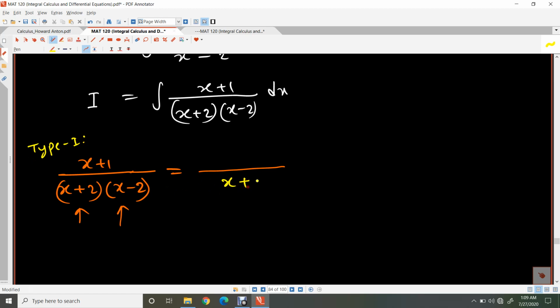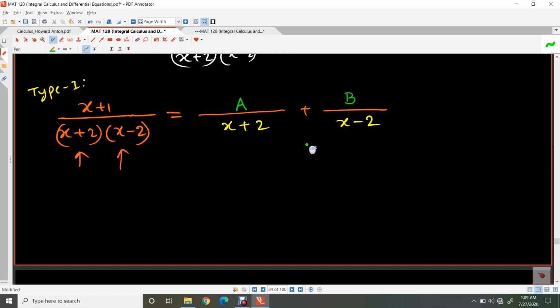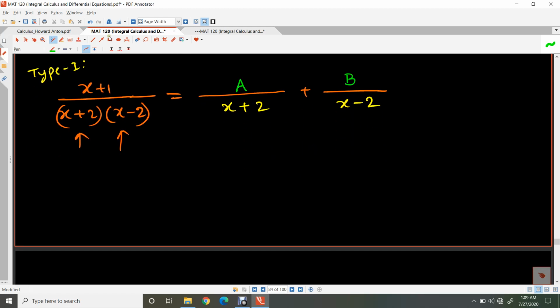At first x + 2, and the second factor is x - 2. We are writing x + 2 and x - 2. Since both of these are linear factors and it goes with type 1, x + 2 will take a constant A and x - 2 will take a constant B. Now recall our previous video, what we have done here. In the next step, we have to multiply the terms that are in the left side denominator.